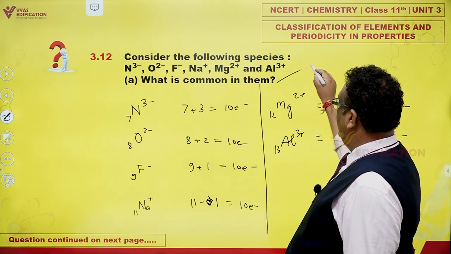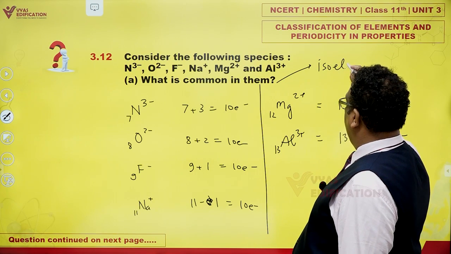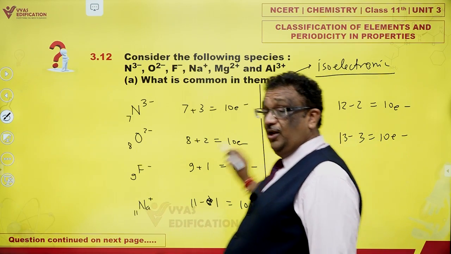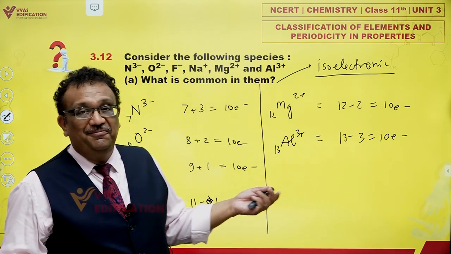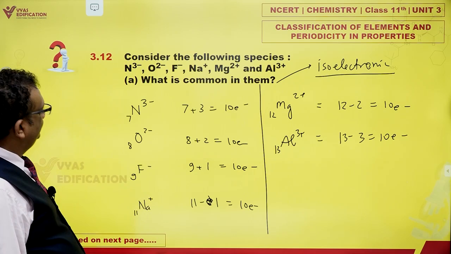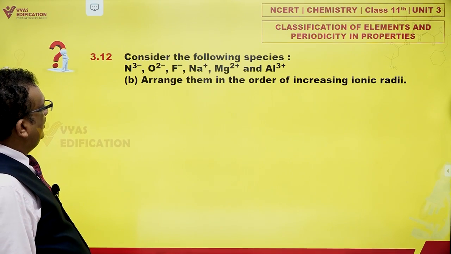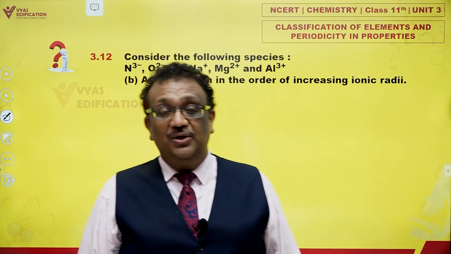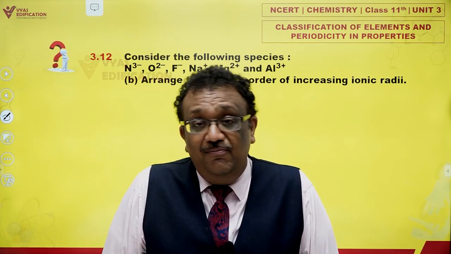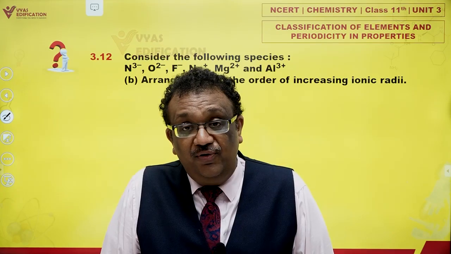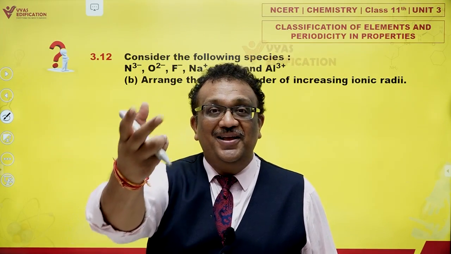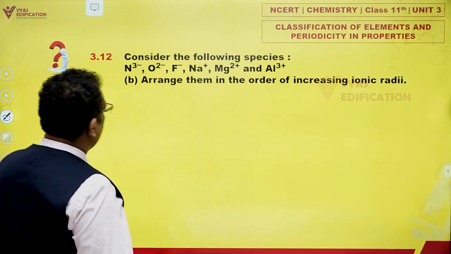So what is common in them? They are all isoelectronic. They have the total number of electrons the same. Arrange them in the increasing order of ionic radii. Now this is very interesting. Why? If they have the same number of electrons, the same electronic configuration, then the greater the nuclear charge, the smaller is the radius.